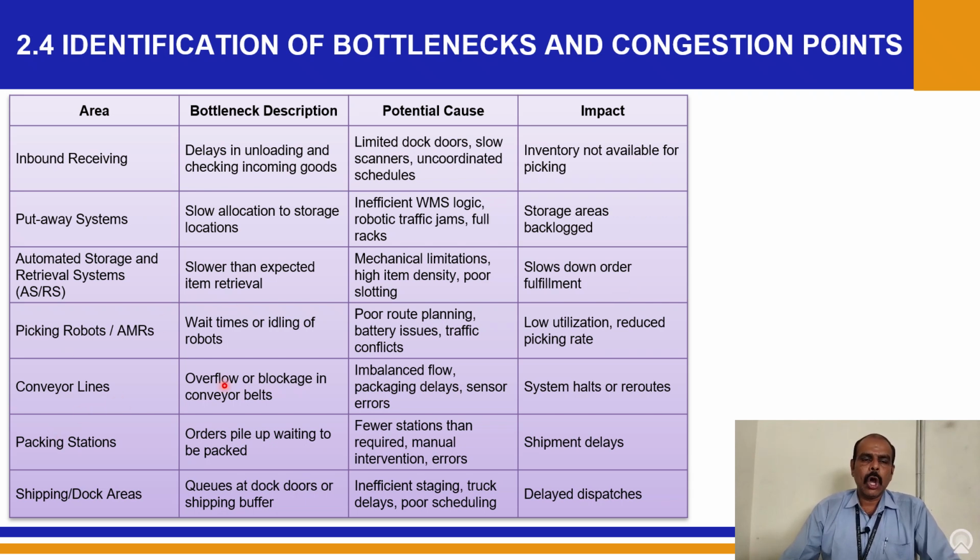Conveyor lines: overflow or blockage in the conveyor belts. Conveyor belts have their own efficiency, only so many parts per minute or hour. That has to be carefully respected. If that is not followed, obviously we cannot expect it to perform well. So that has to be strictly obeyed. Imbalance to flow, packaging delays, sensor errors. Finally what will happen? The system might halt or some rerouting has to be done.